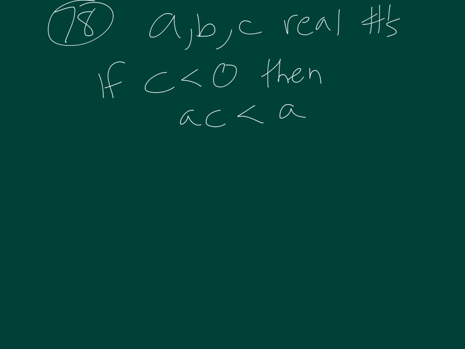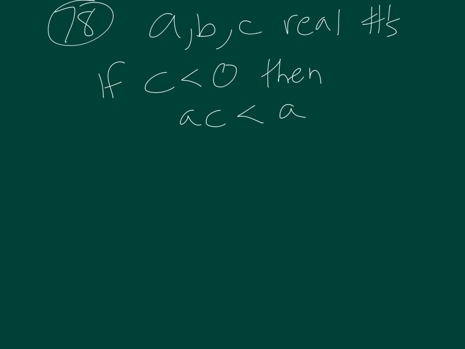Okay, let's go over this last problem, 78. I gave this to you. This is just kind of a reasoning problem. And it says that if a, b, and c, now we don't have b in this problem, so a and c are real numbers. And if c is less than 0, then for what values of a is a times c less than a? Okay, so we have to figure out how is this going to work.